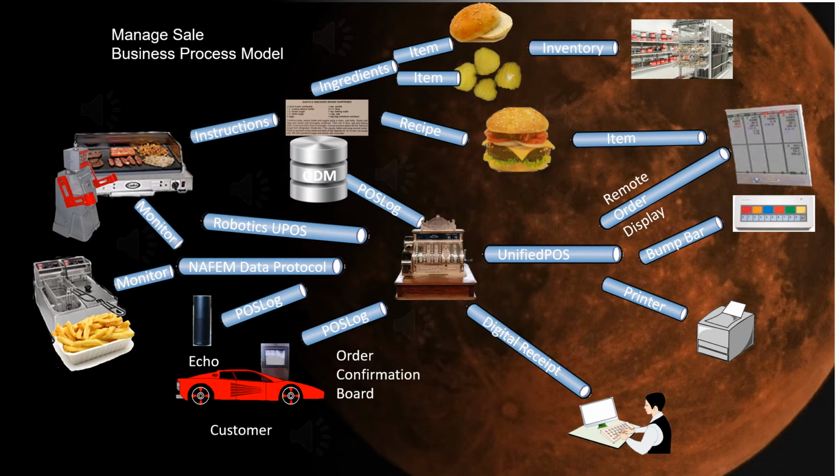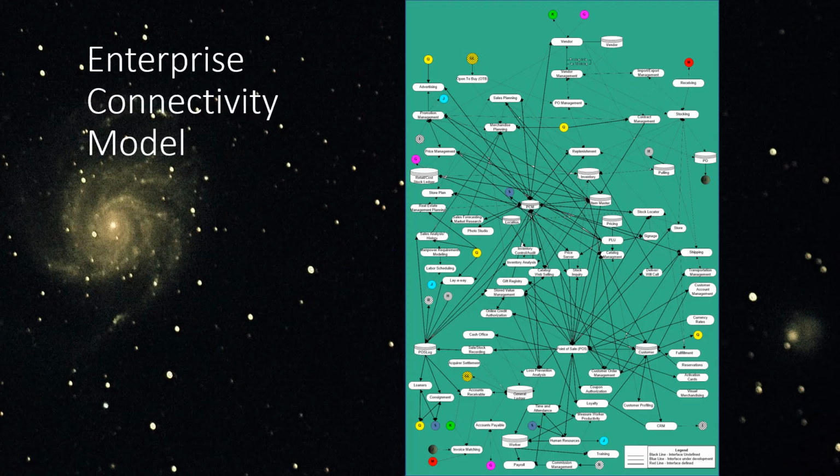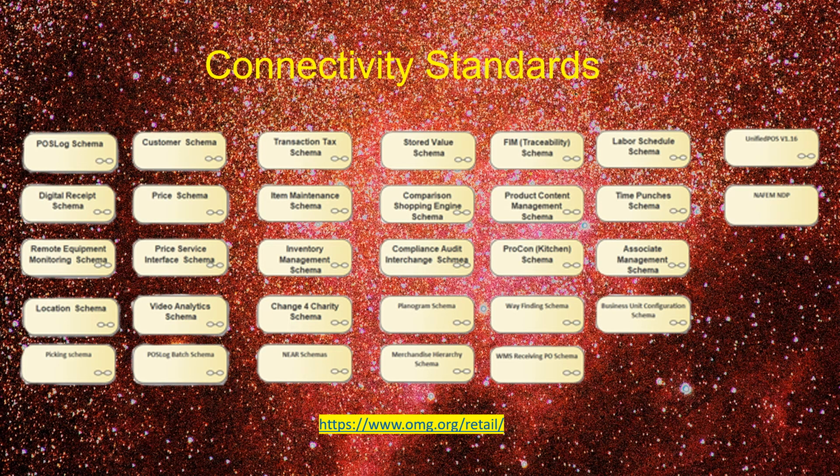So as you can see, there's a very large number of interfaces just to sell a hamburger. But this is what it takes to run an enterprise. There's an enormous number of connection points and messages that have to transfer back and forth between all of the various applications. The lines on the previous slide are supported by this extensive set of connectivity standards.